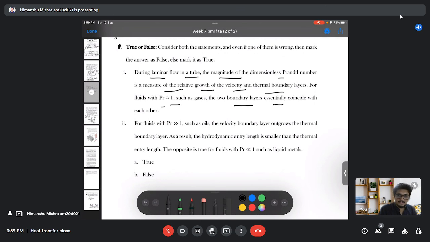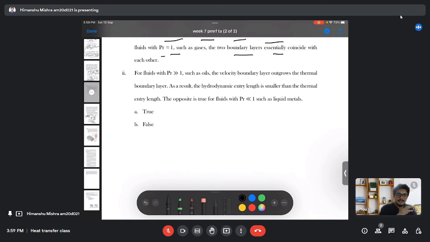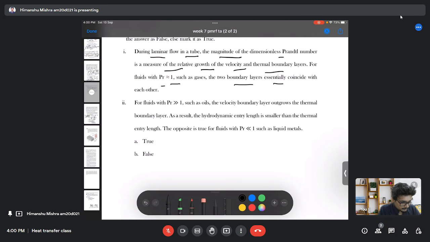We already discussed this question in week 4, where we compared the thermal and hydrodynamic boundary layers based on the value of the Prandtl number. So yes, the statement is correct. For gaseous flow, the Prandtl number is equivalent to unity. That means my thermal and hydrodynamic boundary layers will coincide with each other. So my first statement is correct.